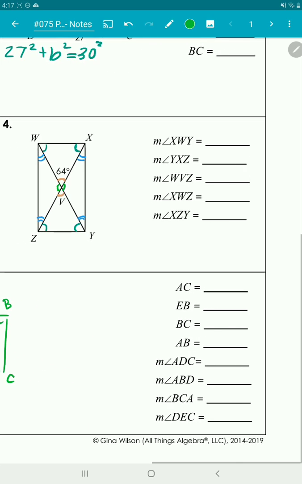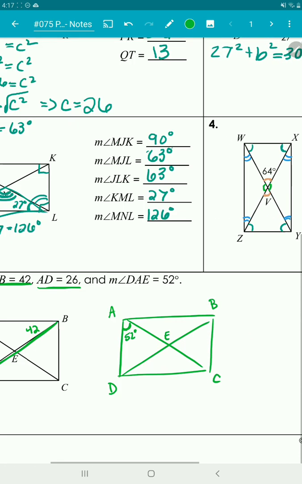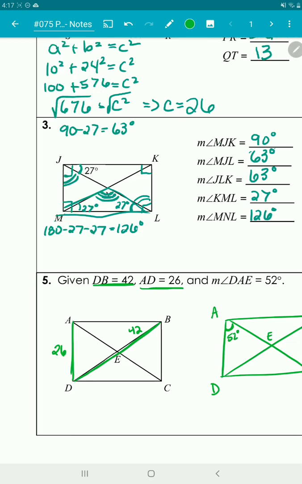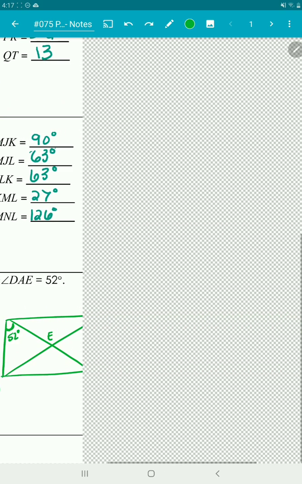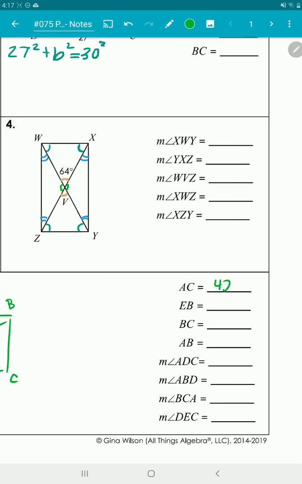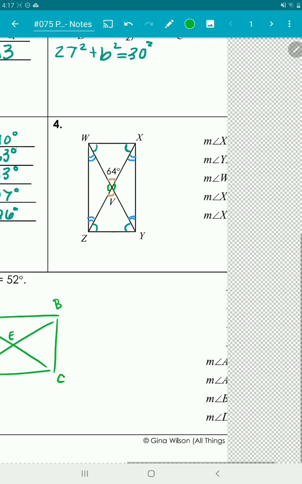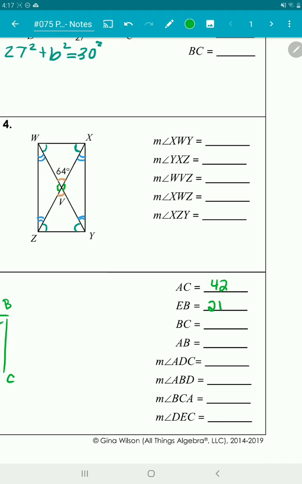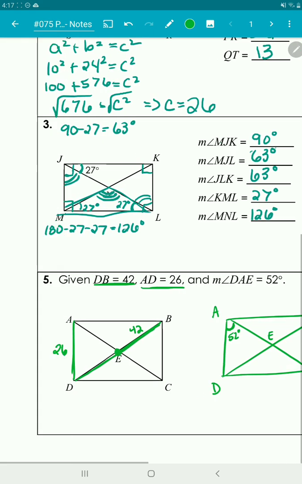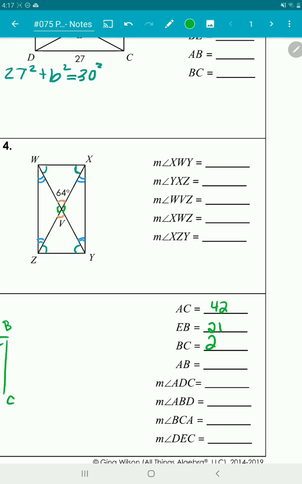All right, so we need AC. Let's look for AC first. Okay, well, AC is the other diagonal, so it's going to be the same as the other diagonal, so it's going to be 42. EB, if we're looking for EB, it's from here, the center point, to the corner, so it's half of the diagonal, so it's going to be half of 42, which is 21. Now if we're looking for BC, it's going to be this other up and down side, which is going to be the same as the one directly across from it, so it's also going to be 26 long.